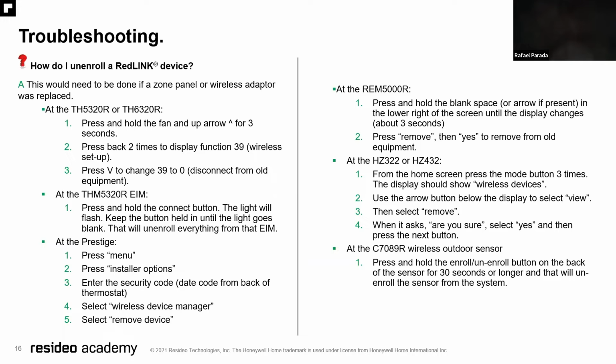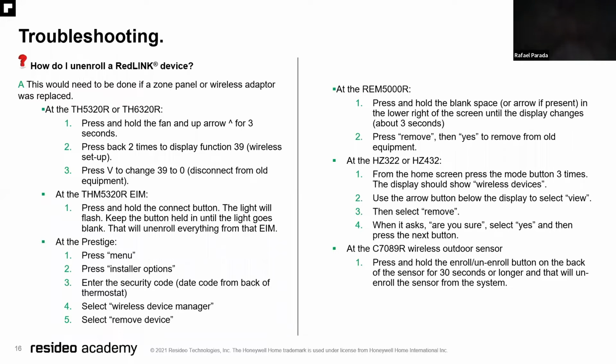So the screen will change, and it will let us know if we want to remove the device that we were connected to. So we will need to press remove, and then the remote asks us if we are sure about that. So we press yes, and that is how we remove the remote control from the RedLINK network.